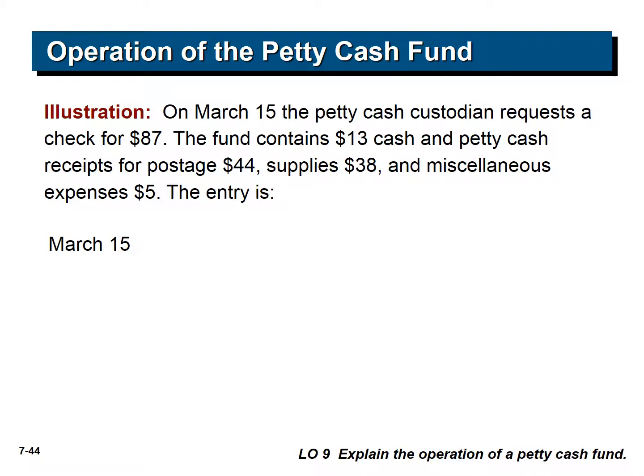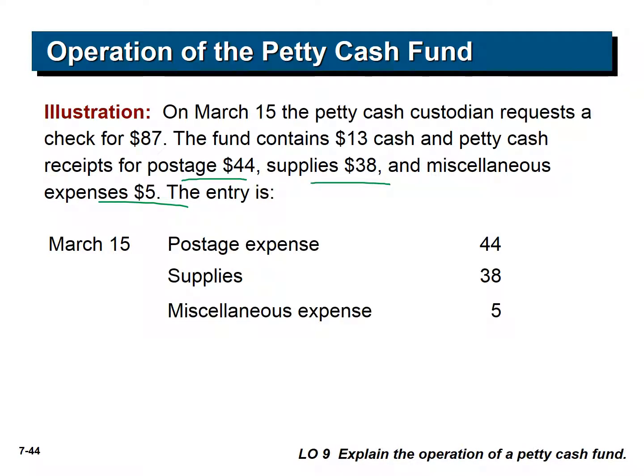And then assume that the petty cash custodian requests a check, and that's to cover the funds that went out, and it had $13 cash and the receipts. So they bought postage, supplies, and miscellaneous expenses. So postage, supplies, miscellaneous expenses, and the cash going out. So it's a fairly simple process, but good internal controls over the cash.